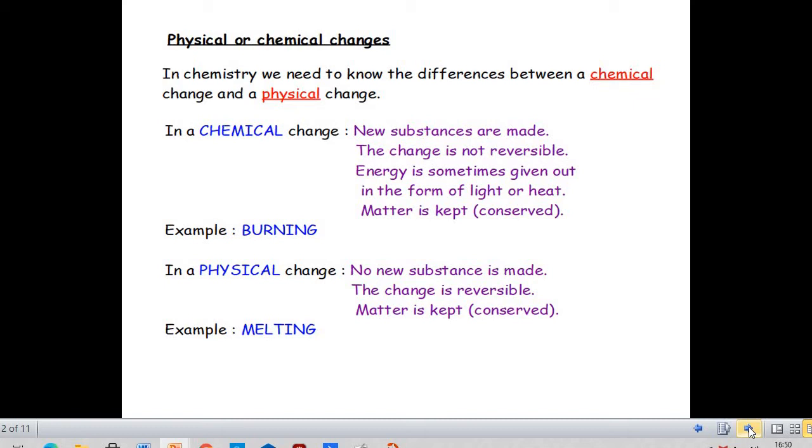In a physical change, no new substance is made. The change is reversible. Matter is kept or conserved. Again, you don't lose anything, you don't gain anything. But this time the change is reversible and no new substance is made.